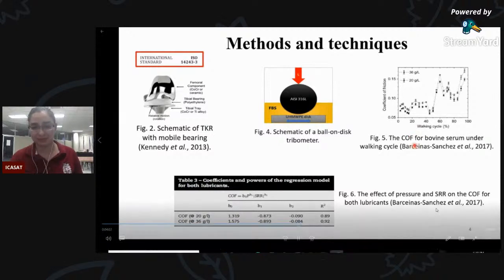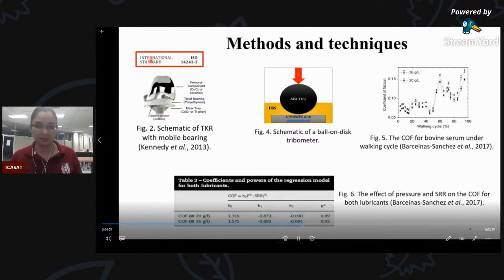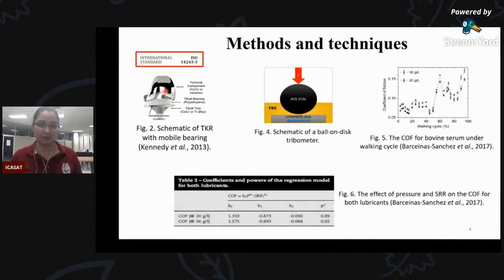research by Barcenas translated the arthrokinematics and loading conditions established in this international standard for left total knee replacement to the volume distribumeter, because they evaluate the behavior of the friction coefficient. And next, they use two kinds of different protein concentration. They use two kinds of lubricants. They use bovine serum at 20 grams per liter and 36 grams per liter.